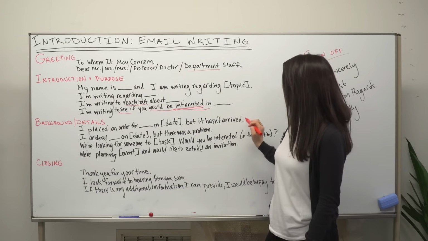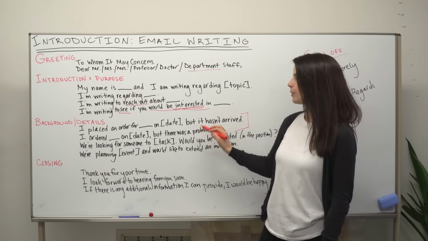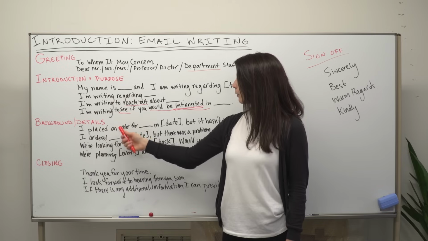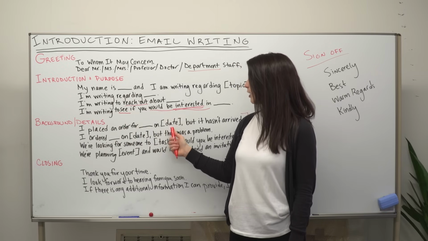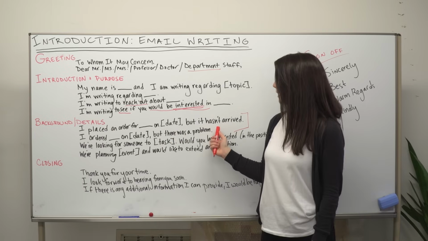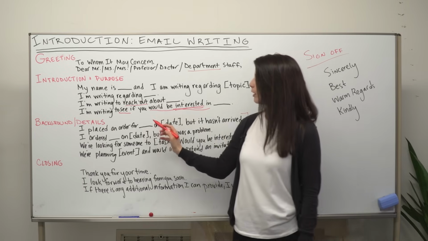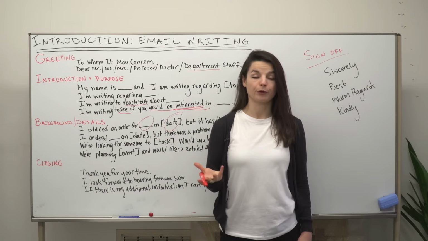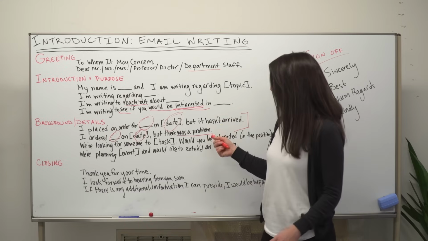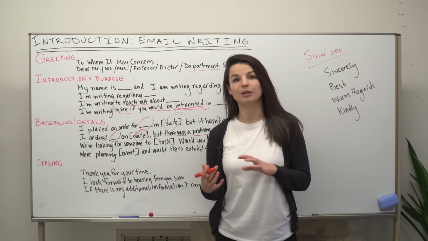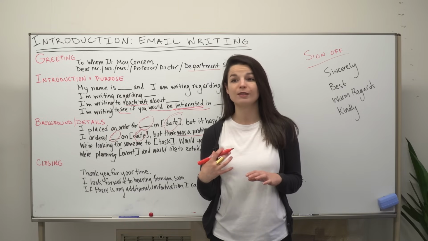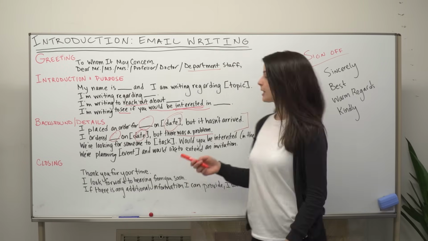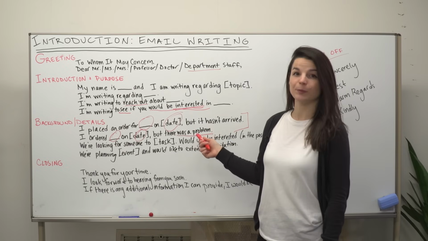If you want to write and explain a problem, you can use a couple of these patterns, these top two. For example, I placed an order for a textbook on January 15th, but it hasn't arrived. So here, the product I ordered, the date of my order, and maybe an order number would be good too. So after this statement, you can explain the problem. So for example, the textbook I received was wet, or the textbook was the wrong textbook. So you can explain the problem after this expression.